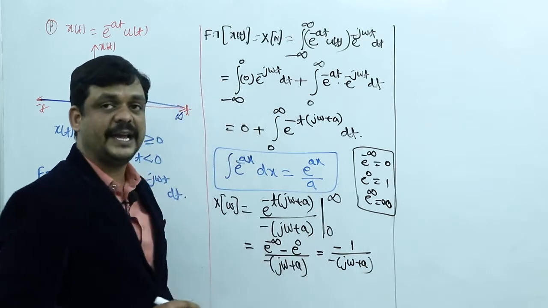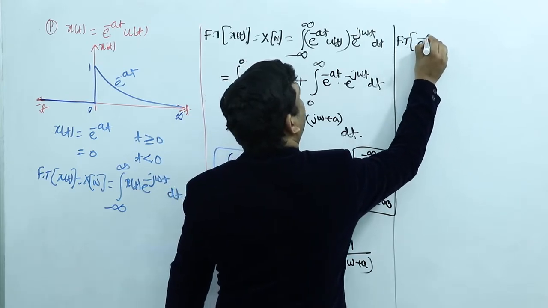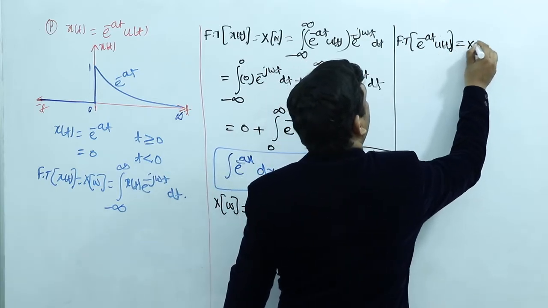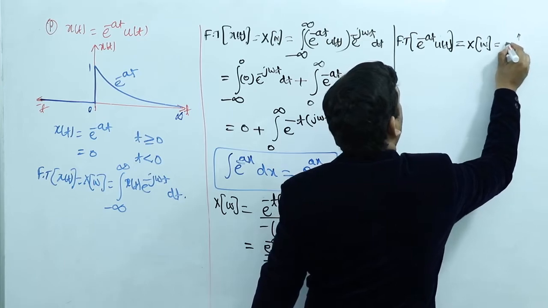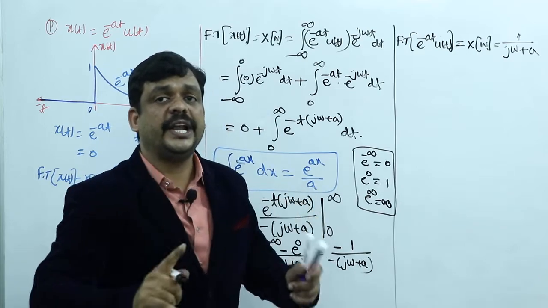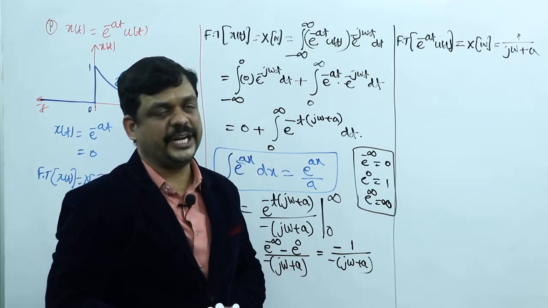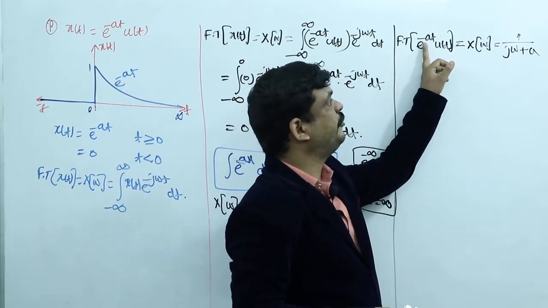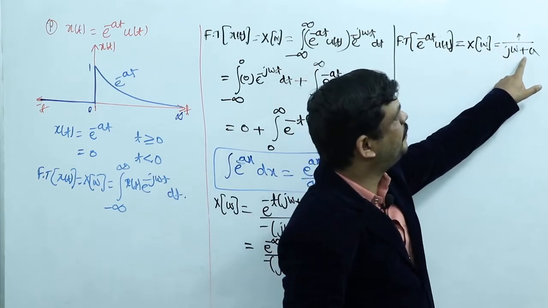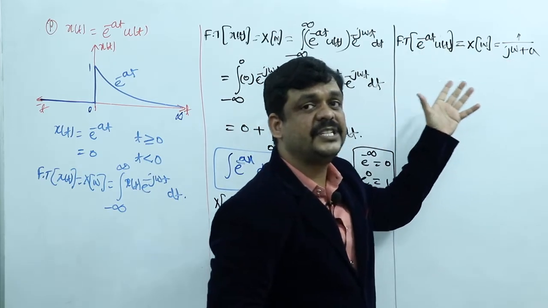So minus minus gets cancelled. Finally, we have got the Fourier transform of e to the power of minus at into u of t, which is X of omega. This is equivalent to 1 by j omega plus a. This is one of the standard and basic formulas from the Fourier transform. The Fourier transform of e to the power of minus at into u of t is 1 by j omega plus a. So j omega plus a is there because here it is minus a, so minus a becomes plus a. This gives the standard equation.